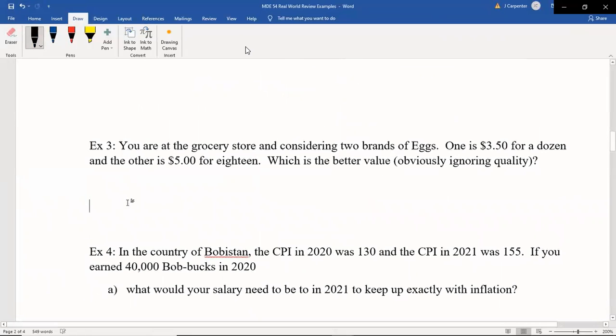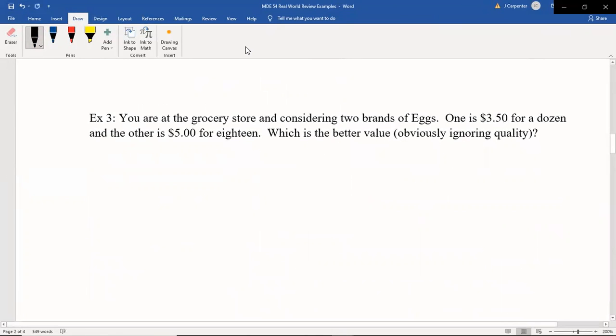Example 3. We're at the grocery store and considering 2 brands of eggs. One is $3.50 for a dozen, and the other is $5 for 18 eggs. What is the better value? Notice I don't say what's the better egg. We're not considering quality here.